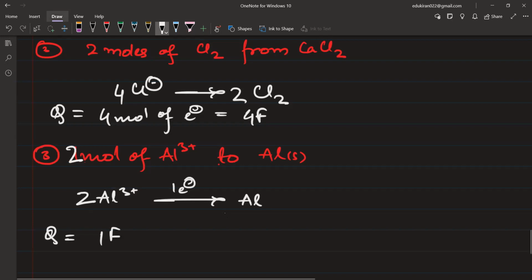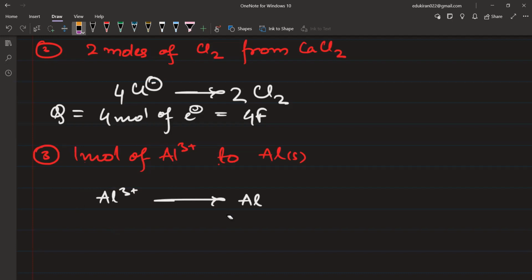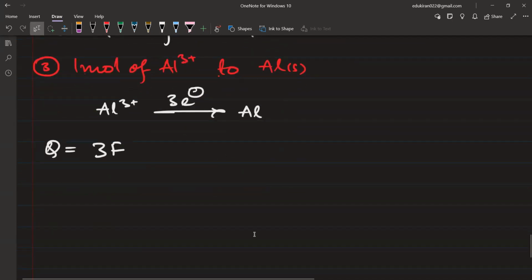Okay? Oh, wait a second. It will not be 1 mole here. Sorry. It will be 3 electrons, right? 3 moles. It has 3 positive charge. Got it, guys? 3 electrons, right? Yes or no? Tell me. Yes, sir. 3. Okay. Fine. So this will be 3 Faraday. Krishna, did you understand? Yes, sir. Okay. Fine.